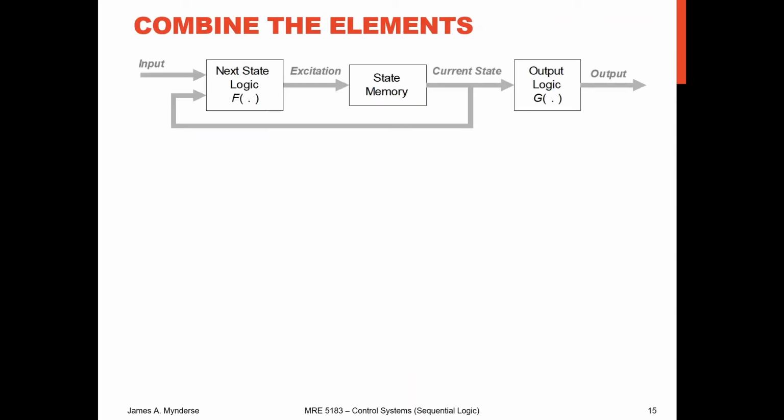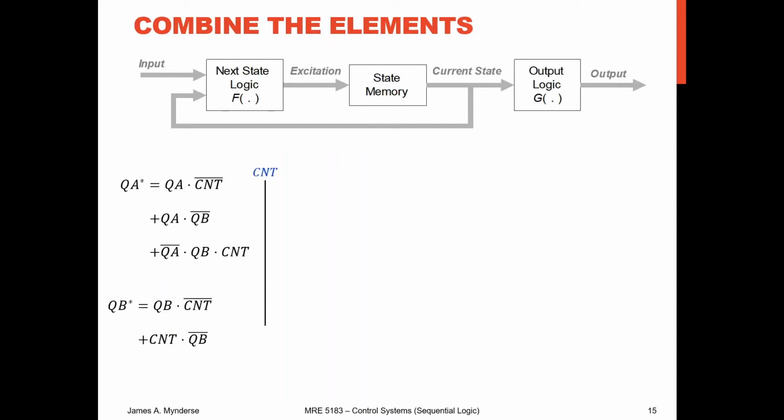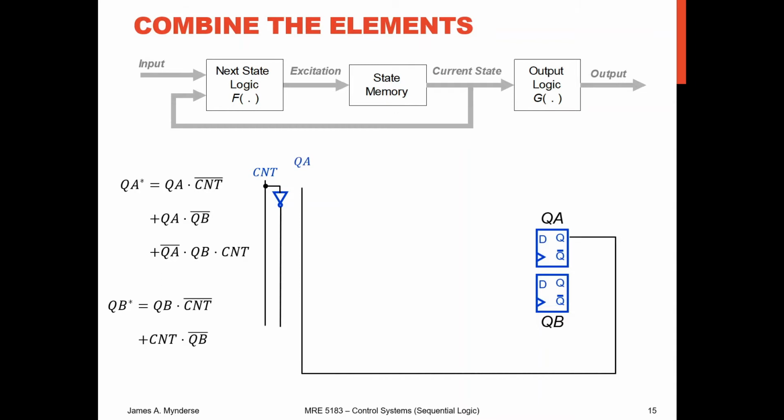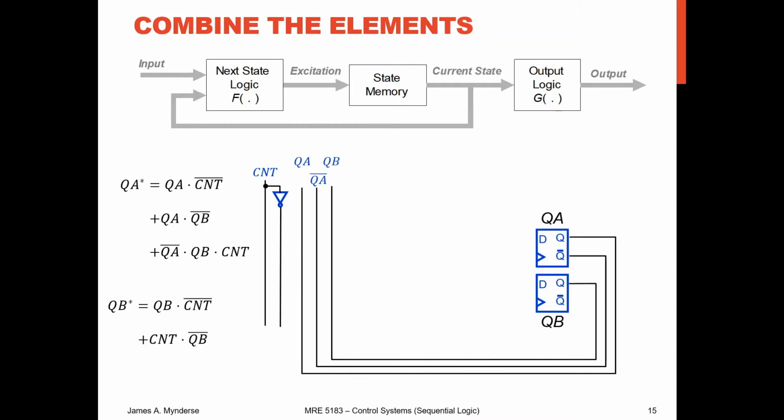And when we start putting these together, we've got our next state combinational logic. So we need our count coming in as an input. We need our memory elements. So remember, we talked about these memory elements. We got our two D flip-flops there. And we're going to feed those back so that we've got QA, QB, not QA, not QB available as inputs to our next state logic. So that's the feedback.